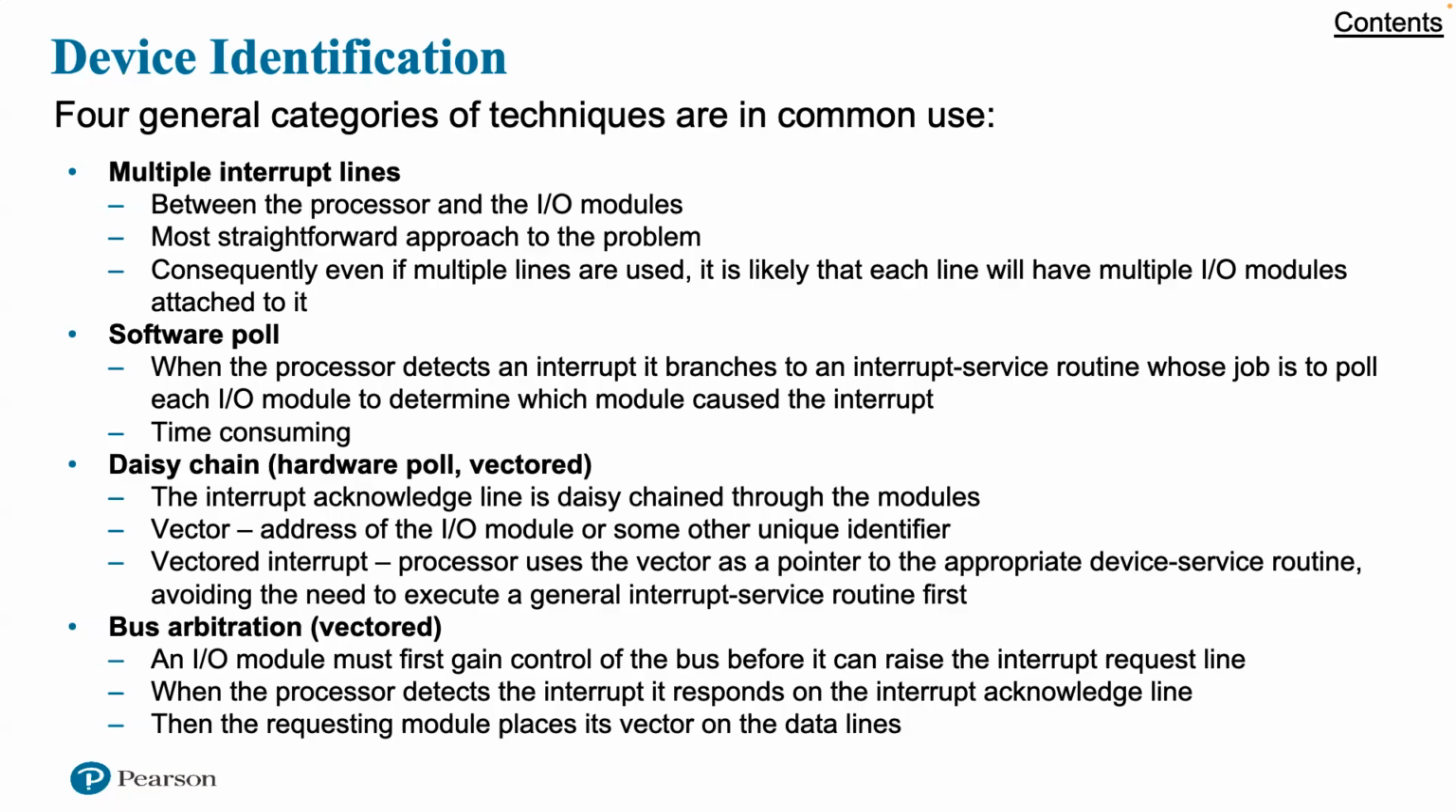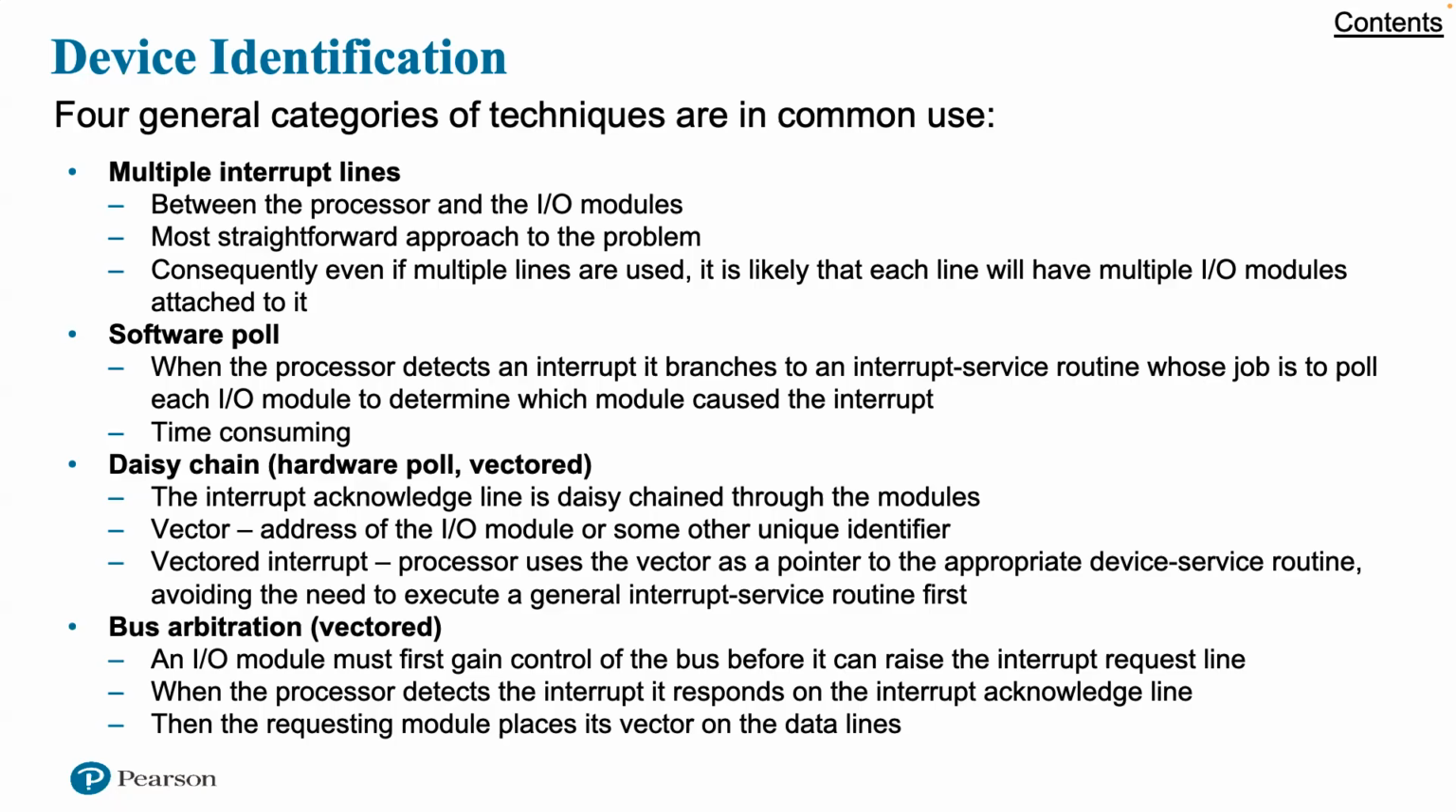When the processor senses an interrupt, it sends out the interrupt acknowledge. This signal propagates through a series of I/O modules until it gets to the requesting module. The requesting module typically responds by placing a word on the data lines. The word is referred to as a vector and is either the address of the I/O module or some other unique identifier. In each case, the processor uses the vector as a pointer to the appropriate device service routine. This avoids the need to execute a general interrupt service routine first. This technique is called a vectored interrupt.